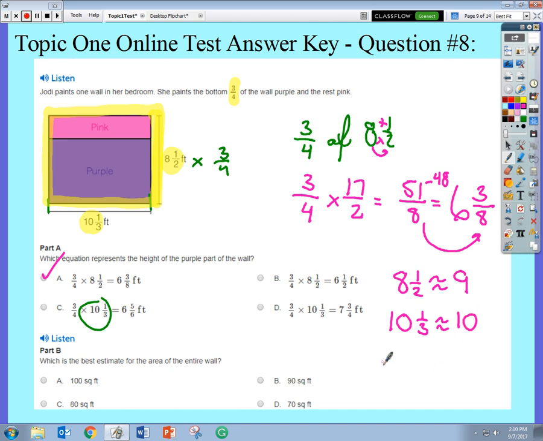9 times 10, because we want to do area. Remember, area equals length times width. And I think we had a problem earlier in this assessment that had area. So 9 times 10 gives us 90 square feet.